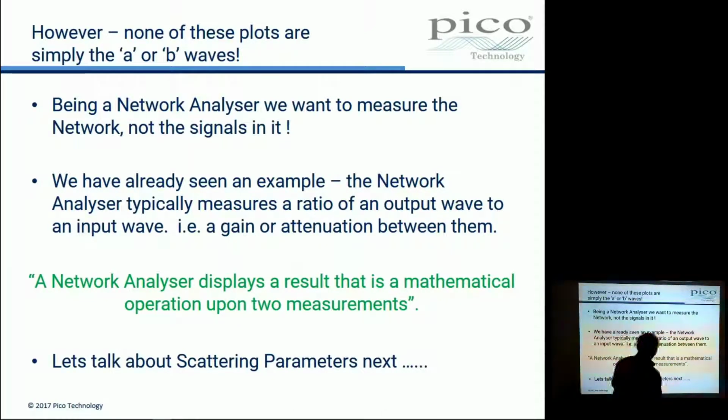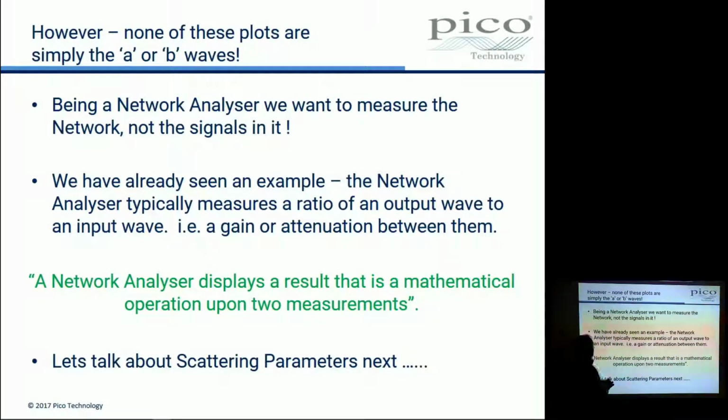Right, so being a network analyzer, we want to measure the properties of a network. That's different from a scope. A scope measures signals that come out of a port or come out of a probe or whatever. They measure signals. But the end result from a network analyzer, as we saw in part one, is an analysis of a network. It processes signals that went into the network and signals that come out of the network.